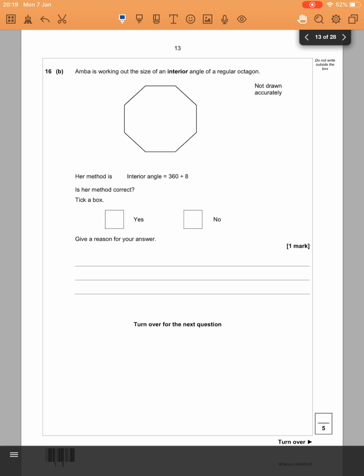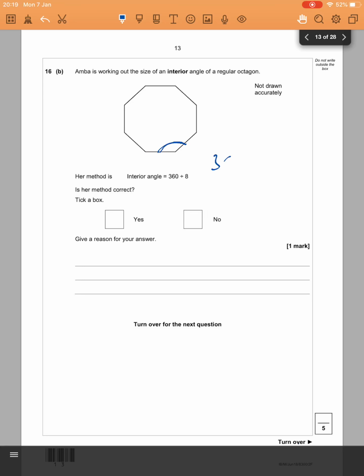16b. Amber is working out the size of an interior angle on a regular octagon. Now an interior angle is this angle here. Her method, she says an interior angle equals 360 divided by 8. So we could start by working out what 360 divided by 8 is, and it's going to be 45 degrees.